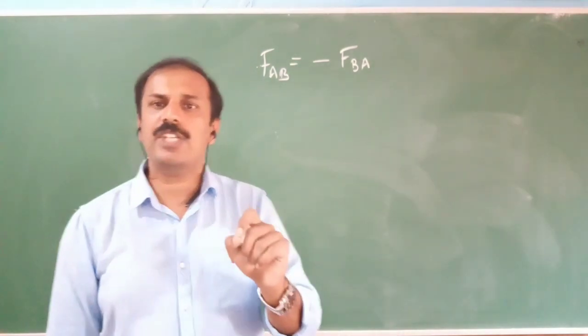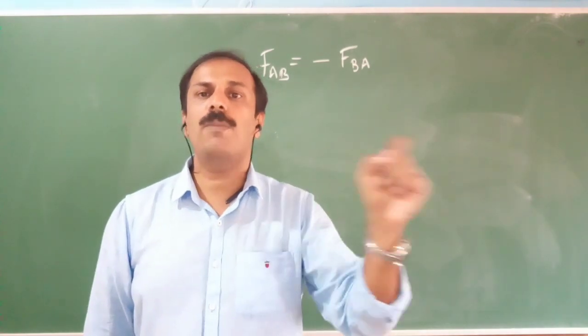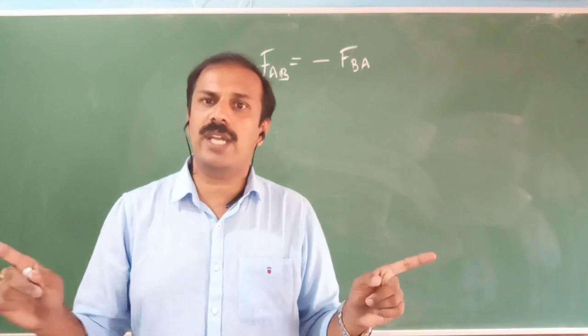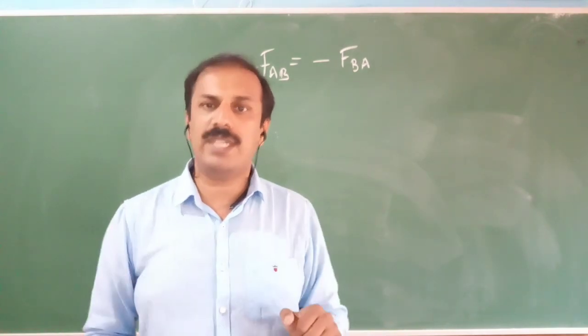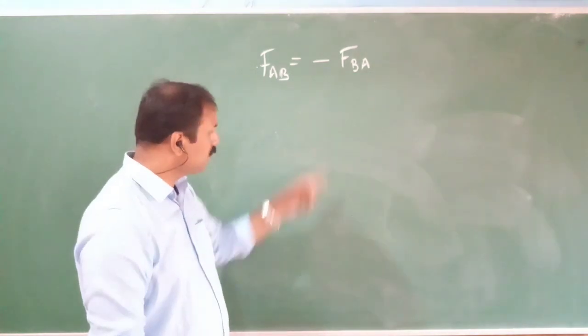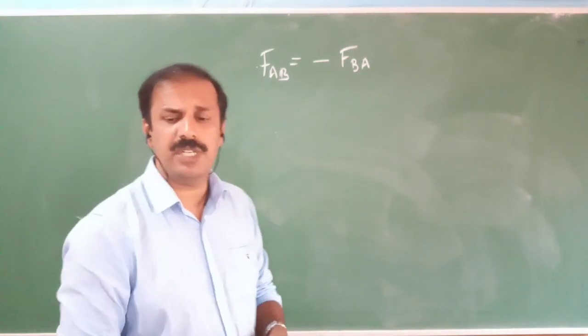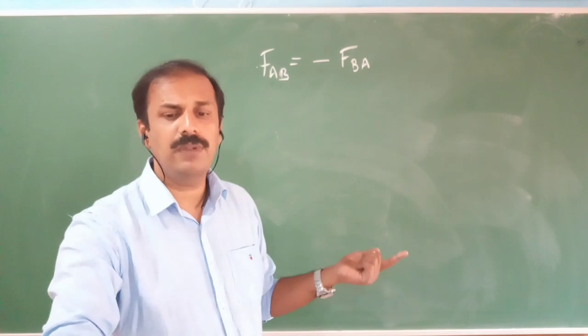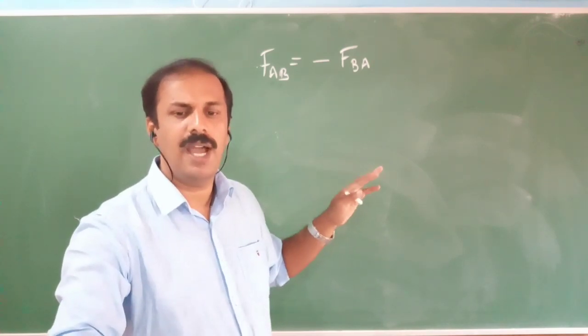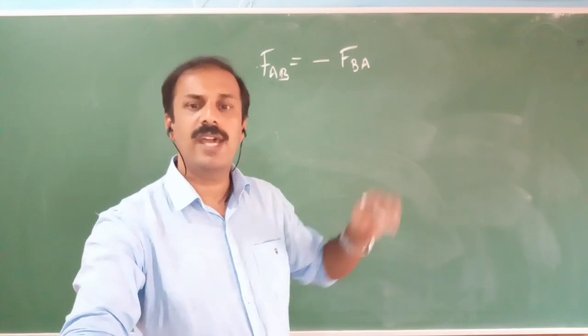So for every action there is an equal and opposite reaction. Very important point: they are acting on different objects or different bodies. That's why they will not cancel each other. Now we have to go into some more detail about this equation. From this one we will get some more data about the same concept, and after that we will go for the examples.